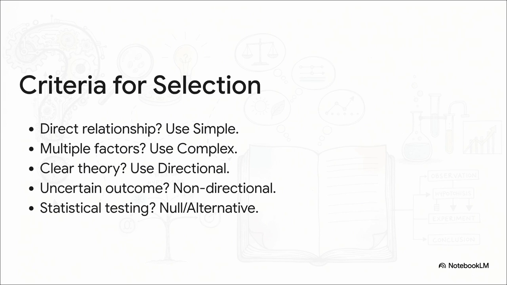Does existing literature give you a clear, undeniable theory on what will happen? Go ahead and use a directional hypothesis. Are the outcomes completely uncertain or highly debated in the scientific community? Play it safe, use a non-directional hypothesis. And if you are running statistical tests through any kind of software program, you absolutely must frame your predictions as null and alternative hypotheses. Remember, a well-formulated hypothesis is the very backbone of your entire study. A poorly formulated one just creates cascading confusion from start to finish, muddying your data and totally ruining your analysis.